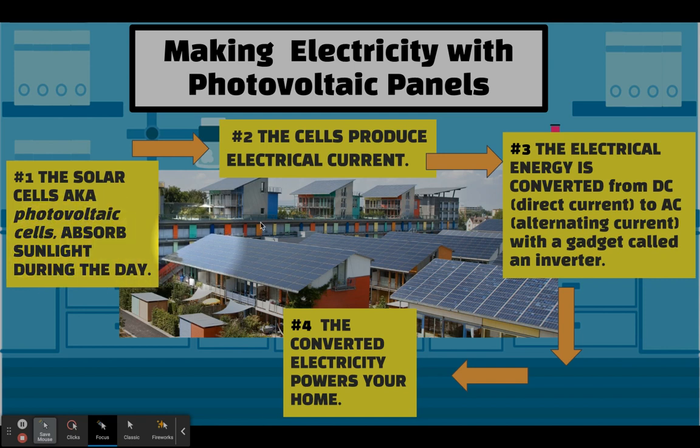And if we look at step three, that electrical current is then converted from direct current, which is known as DC. Direct current is not the kind of current that houses can use, so the energy is converted from DC to AC, which is alternating current. And that's the kind of current that's used within a household. There's an inverter attached to these cells, and that inverter converts the current, and then the converted electricity powers your home.